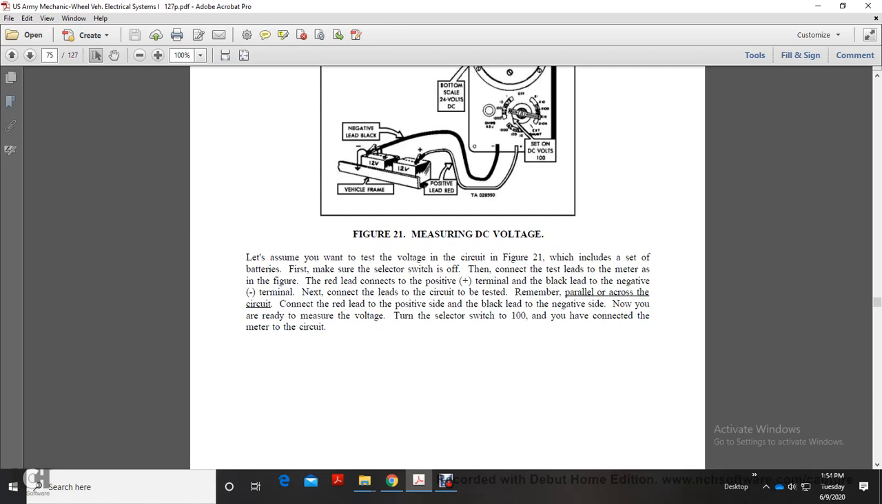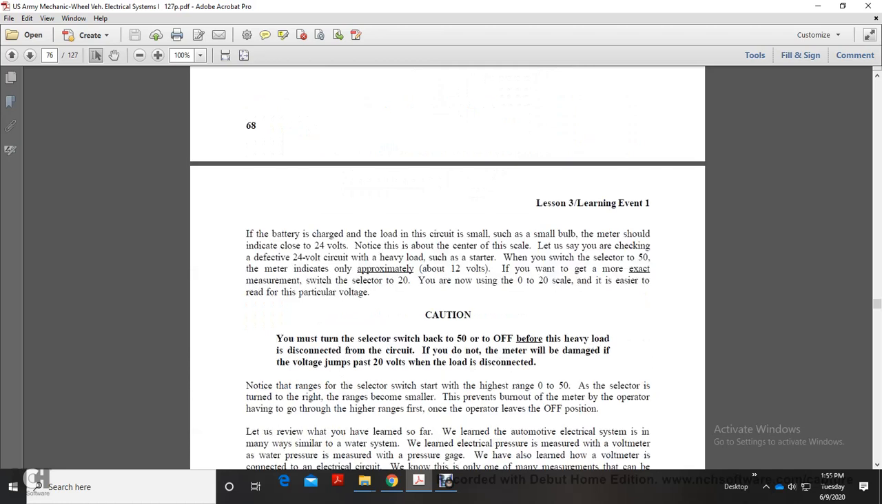Remember, in parallel across the circuit, connect the red lead to the positive side and the black lead to the negative side. Now that you are ready to measure the voltage, turn the selector switch to 100. You have connected the meter to the circuit. If the battery charge is good and the load in the circuit is small, such as a small light bulb, the meter should indicate close to 24 volts.